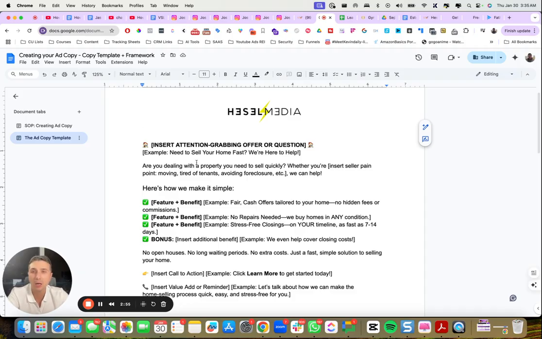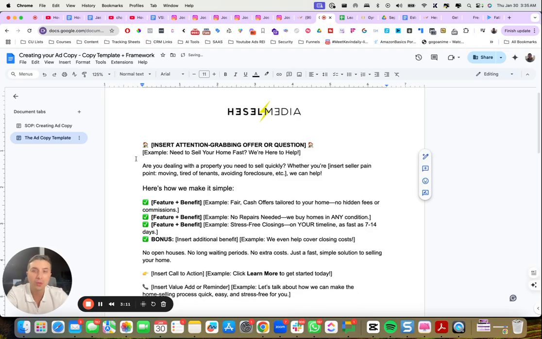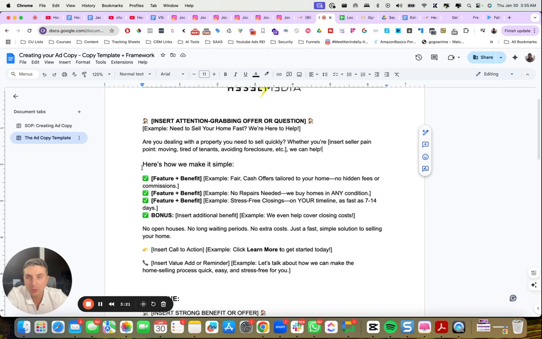Remember that at the very top, in the ad itself on Facebook, you're going to notice something that says "see more" or "read more" or something like that. That means the first three lines, or three and a half, will be the most important ones for your ad copy.